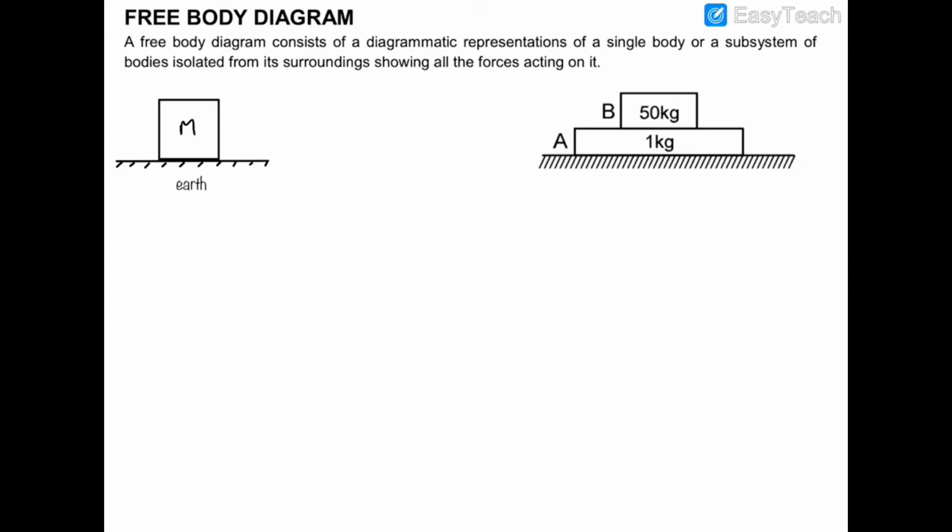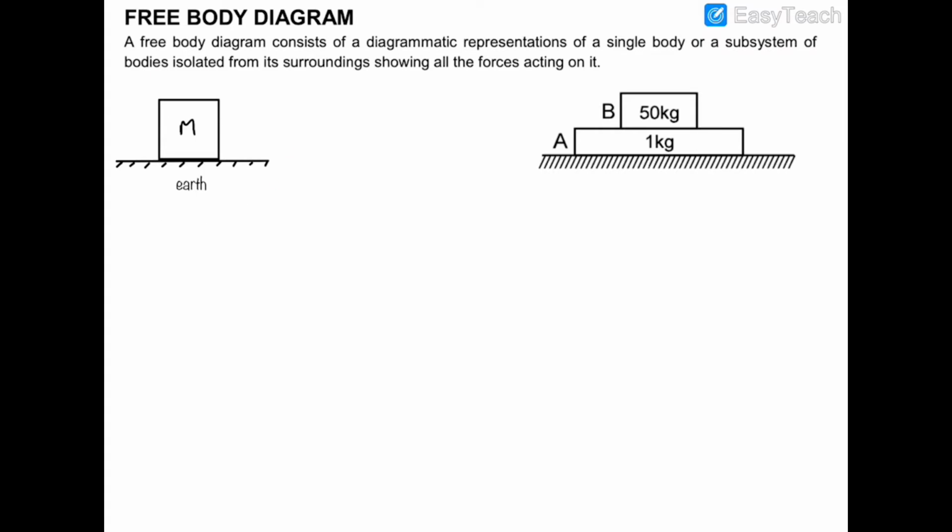So a free body diagram consists of a diagrammatic representation of a single body or a subsystem of bodies isolated from its surroundings, showing all of the forces acting on it. I know this statement is a bit confusing, so I'll illustrate the statement. For the illustration, let me take a situation in which a block of mass m is being kept on earth, and this is the situation which I'm talking about.